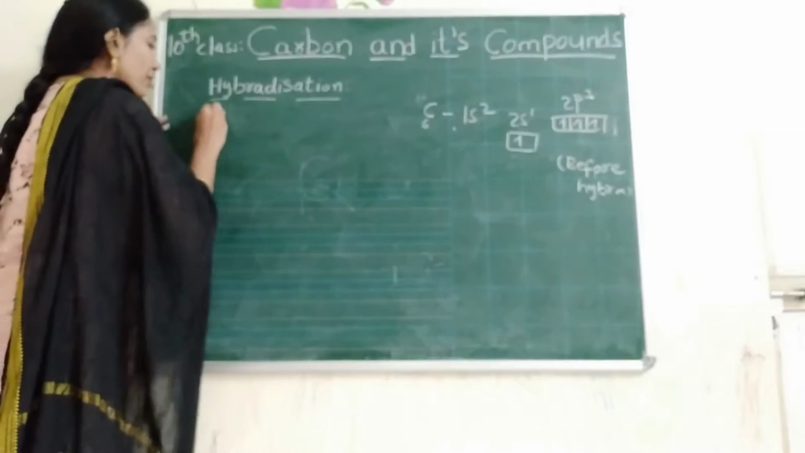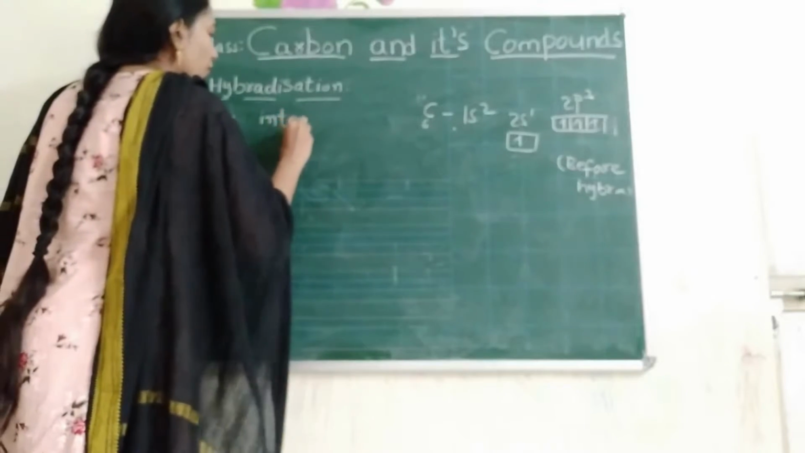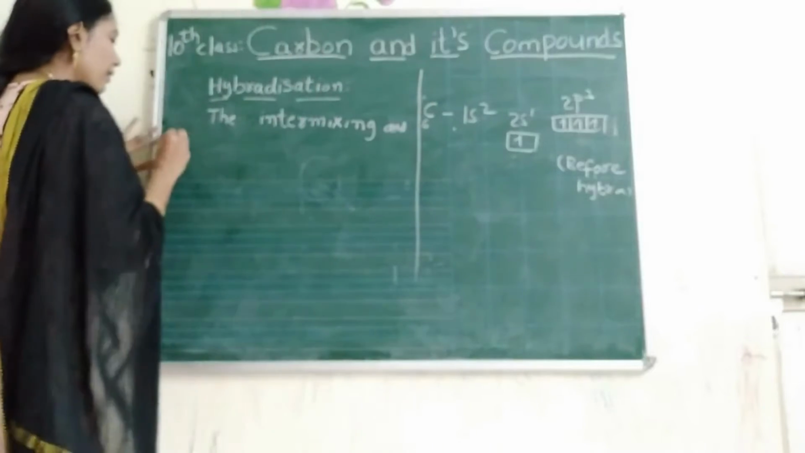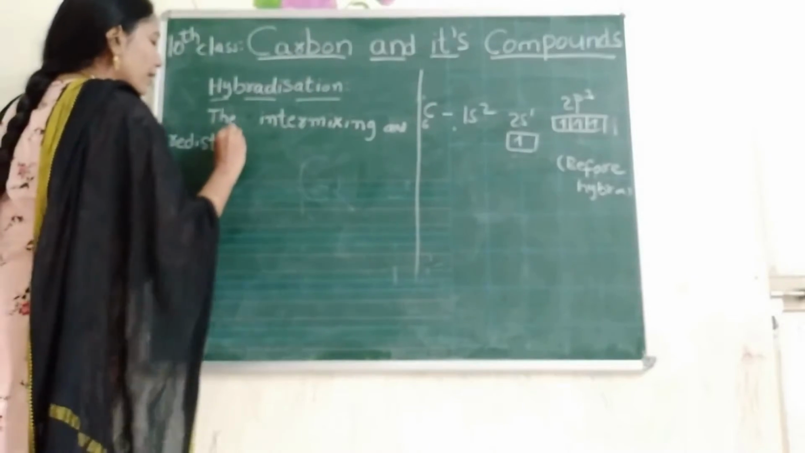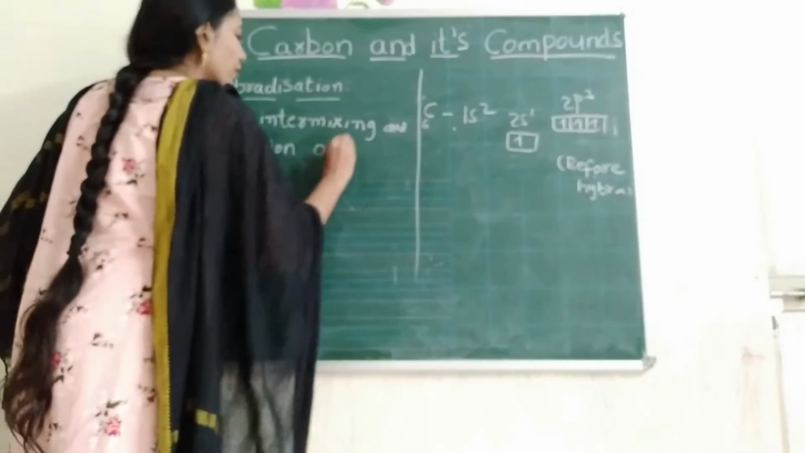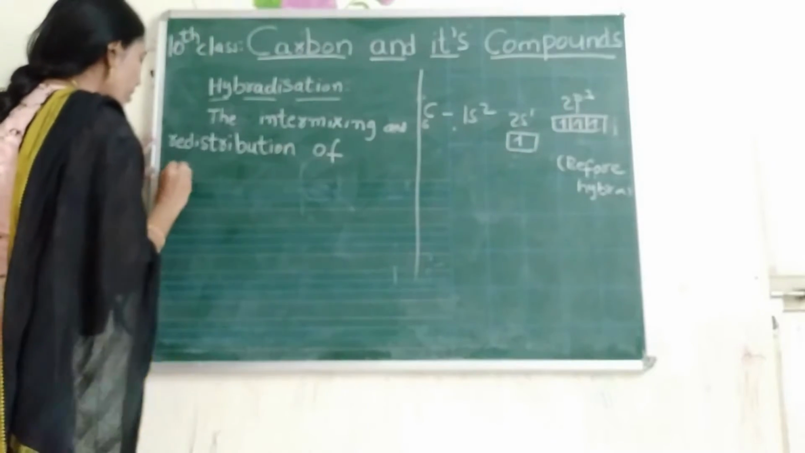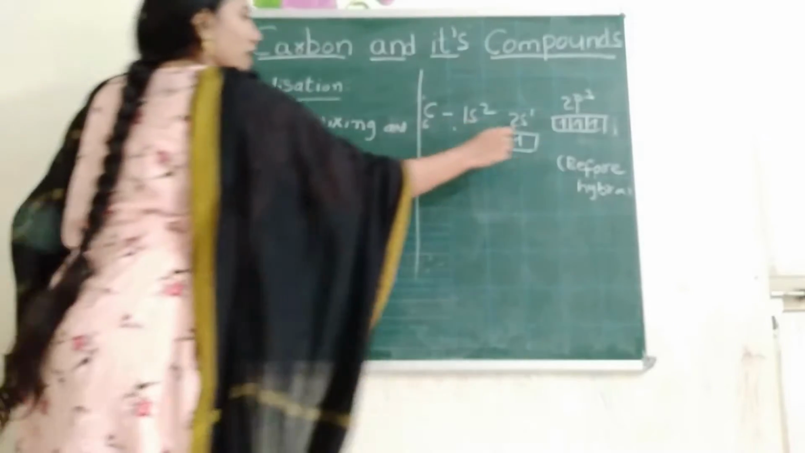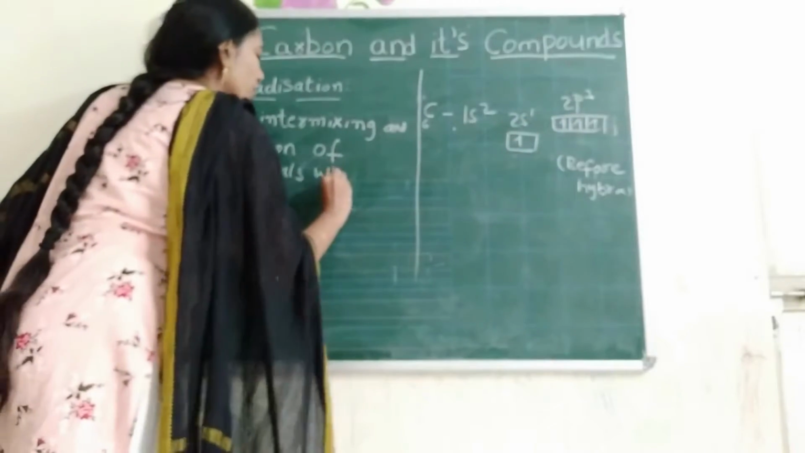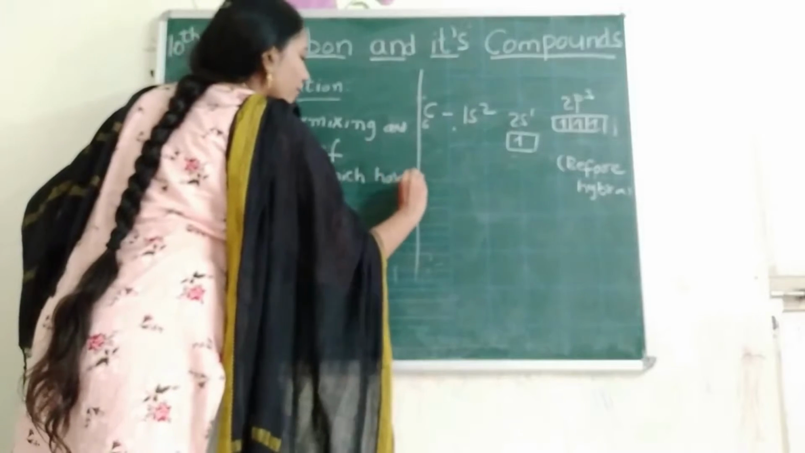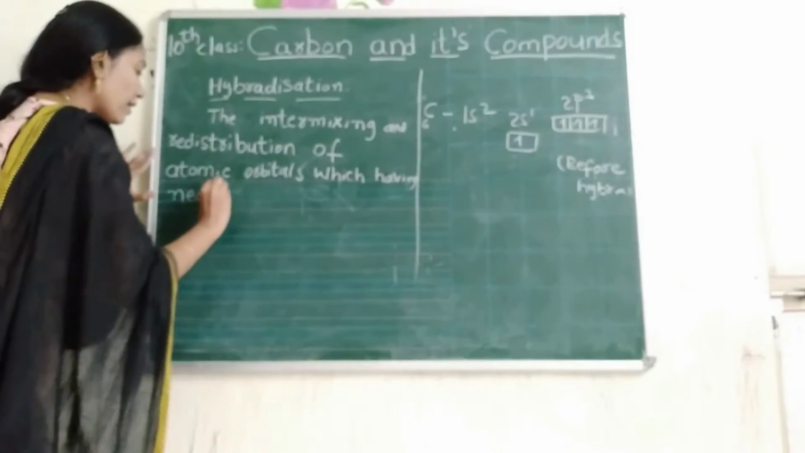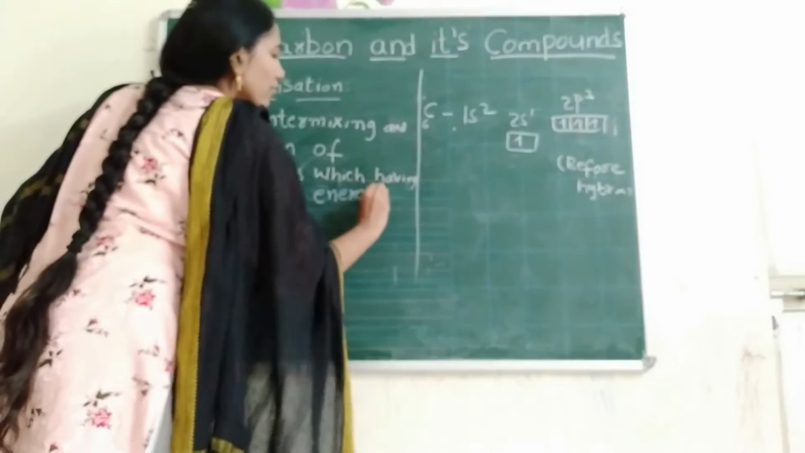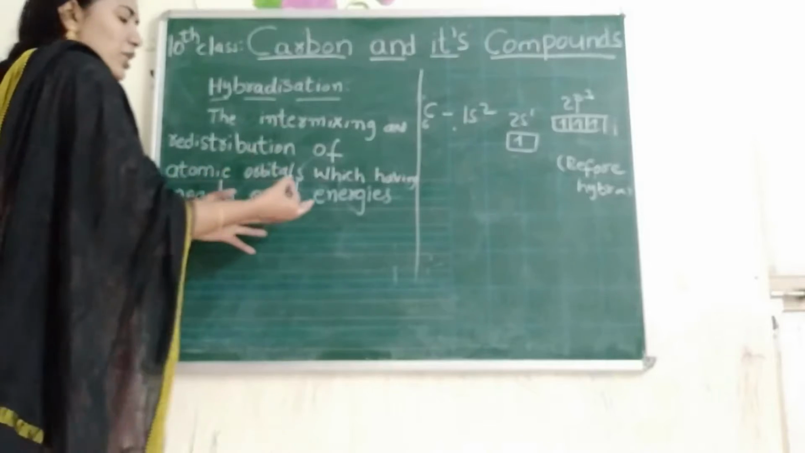Here, what is hybridization? The intermixing and redistribution of atomic orbitals which are having nearly equal energies, though they are intermixed, which are having nearly equal energy.